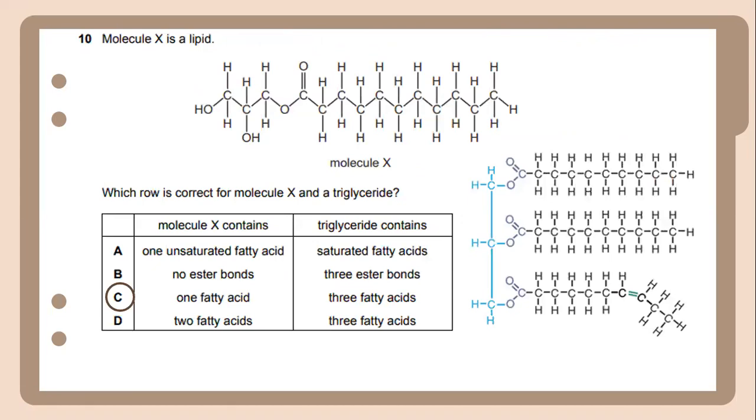Number 10, molecule X is a lipid. This is an example of lipid, and this is an example of phospholipid. And which row is correct for molecule X and triglyceride? So, molecule X actually contains 1 fatty acid, and the triglyceride contains 3 fatty acids.